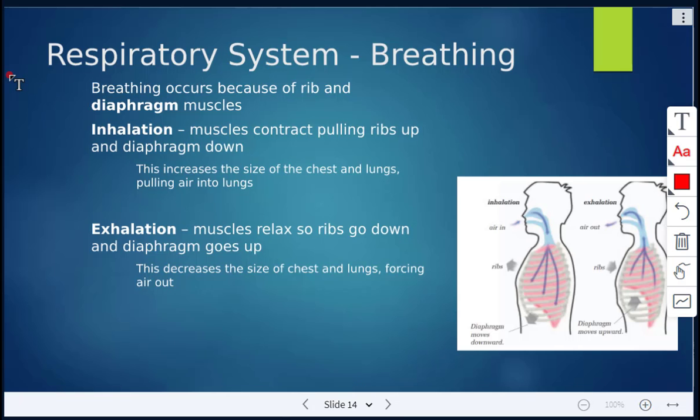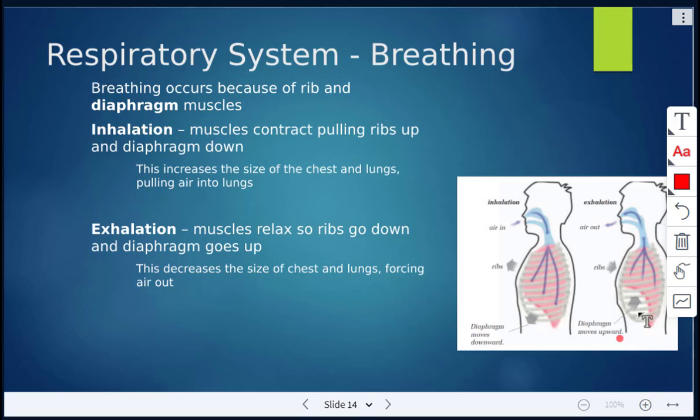All right, so breathing. So breathing occurs because of our rib and diaphragm muscles. All right, so when we inhale, our muscles contract, pulling our ribs up and our diaphragm down. So looking at this diagram here, we're taking air in during inhalation. So our muscles are contracting, pulling our ribs up, and our diaphragm moves downward.